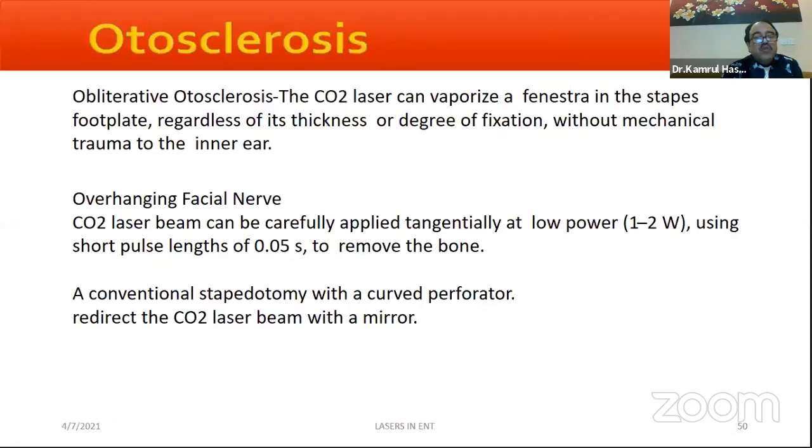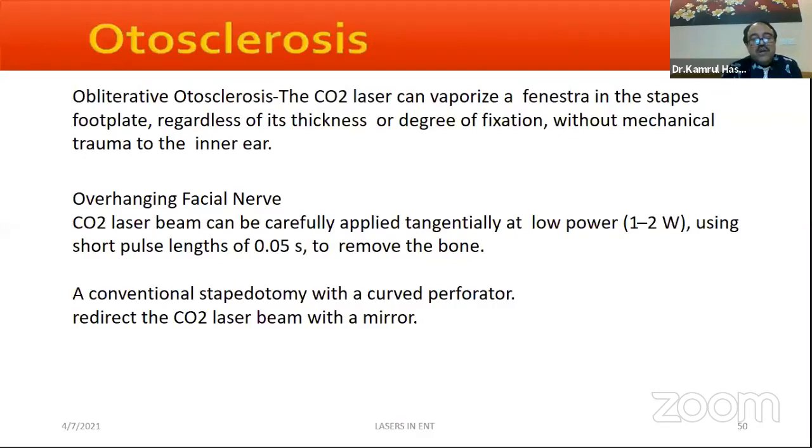In obliterative otosclerosis, especially, the laser is used because it vaporizes a fenestra in the footplate regardless of its thickness or degree of fixation. By scanner mode we can assess the fixity by CT scan, so the chance of inner ear trauma is minimum. If there is a chance of inner ear trauma, there is a chance of sensorineural hearing loss. And an overhanging facial nerve, you can easily save.